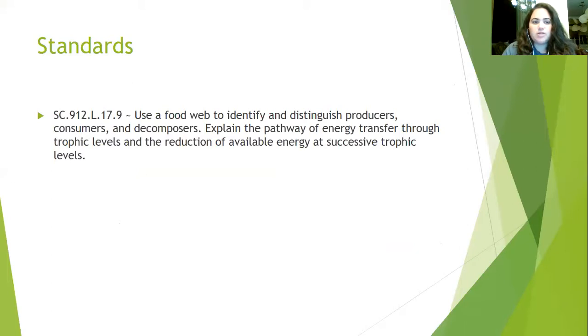All right, so standards. We're going to be using this standard this week: use of food web to identify and distinguish producers, consumers, and decomposers, explain the pathway of energy transfer through the trophic levels and the reduction of available energy at successive trophic levels.